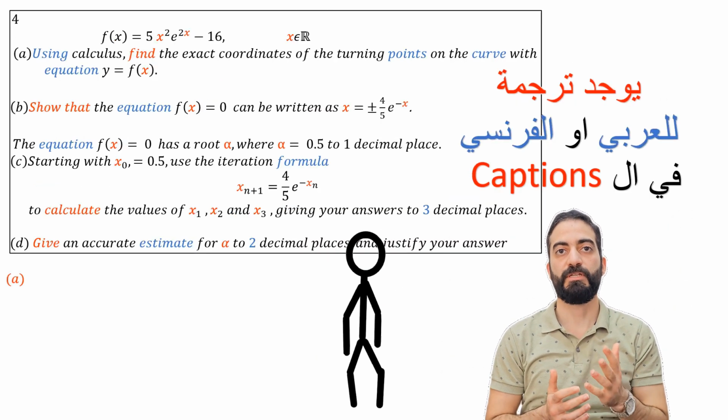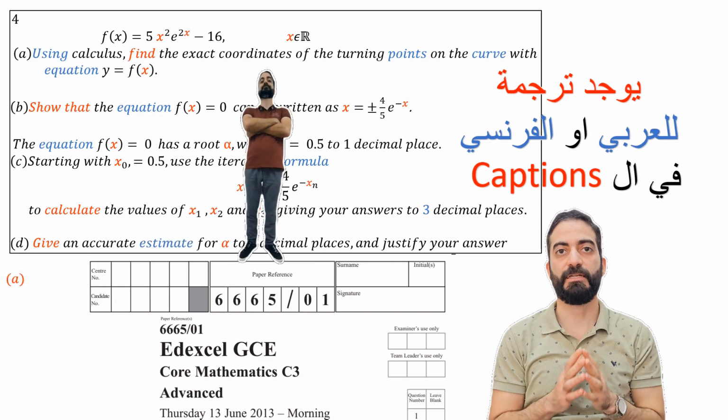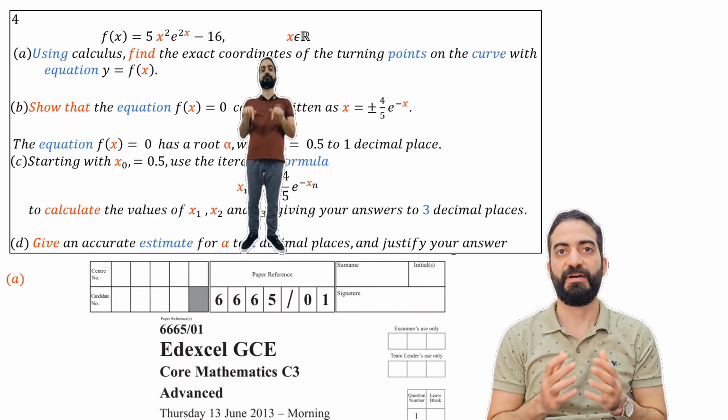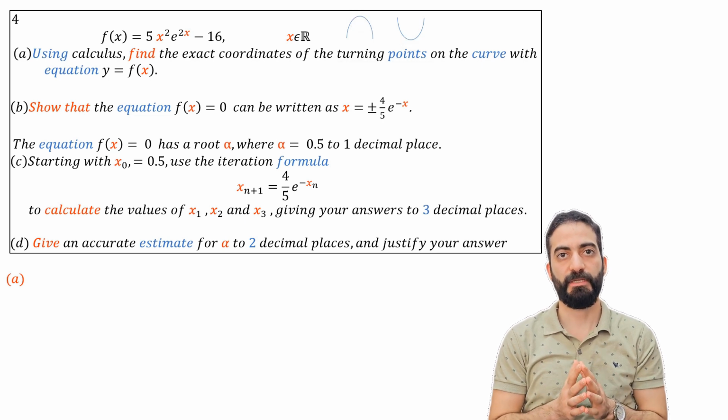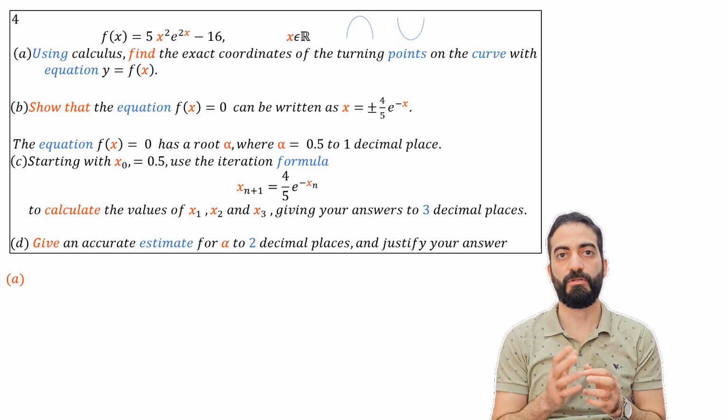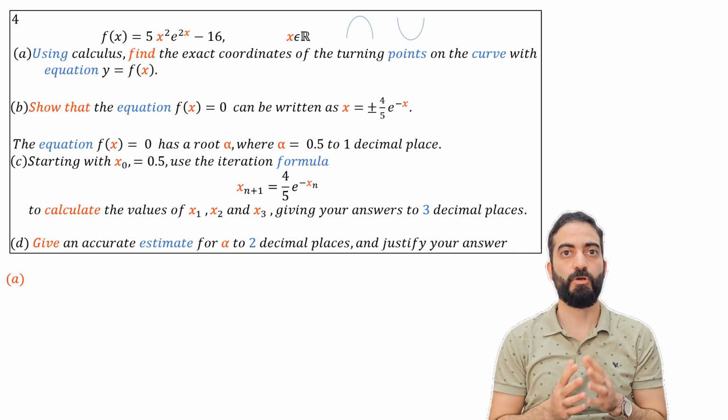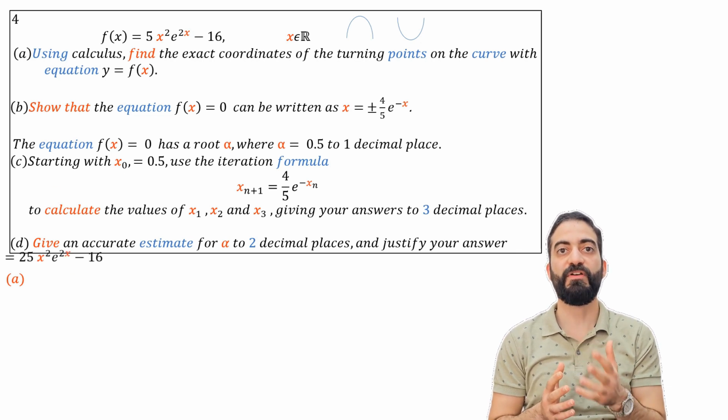Hello everyone, we will start by solving question 4 of the Edexcel GCE 2013 exam. Part A, using calculus, find the exact coordinates of the turning points of the curve with equation y = f(x). In order to obtain the coordinates of the turning points, we must first obtain the derivative of f.